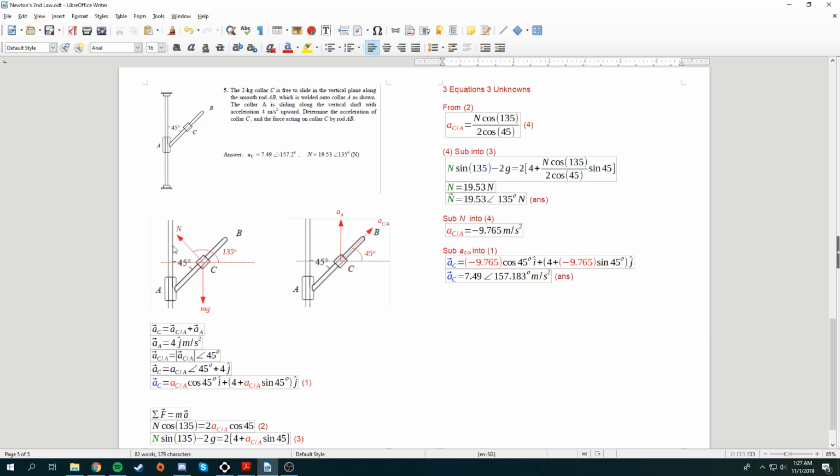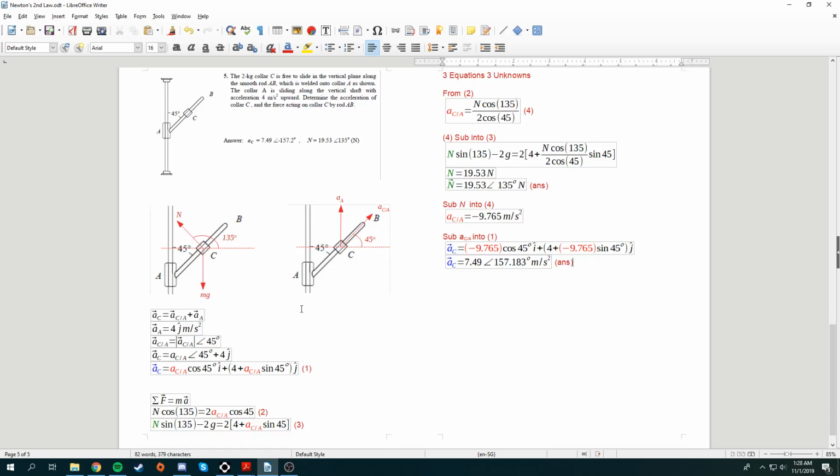Okay. Over here we have the free body diagram. We know there will be a normal force acting onto collar C by this rod AB and the weight of this collar C downwards. Okay, so with that said, we will now do the question.